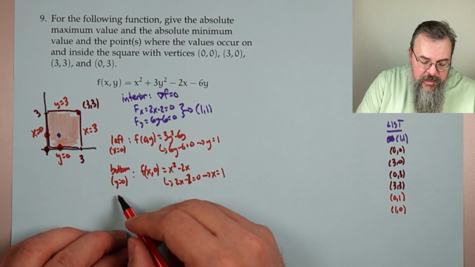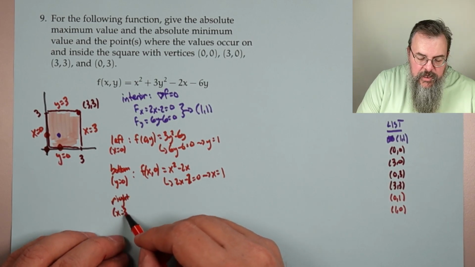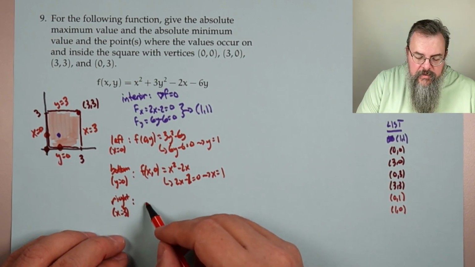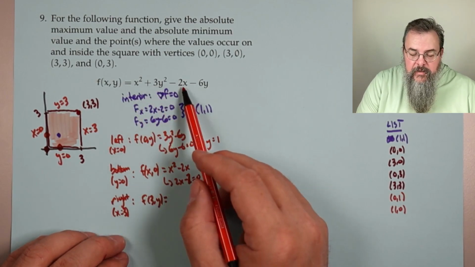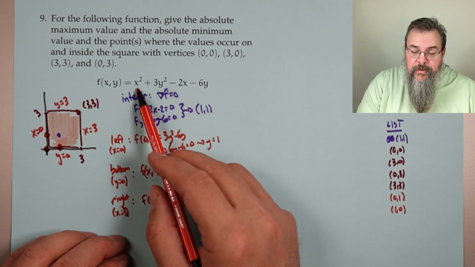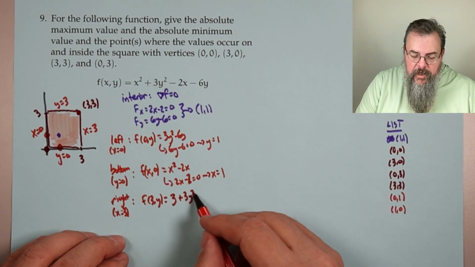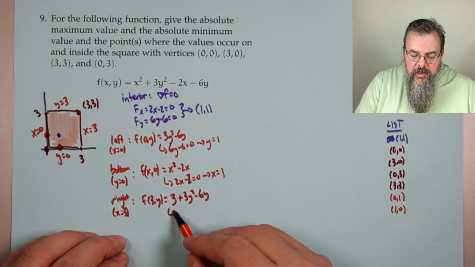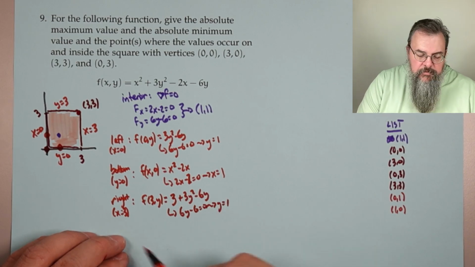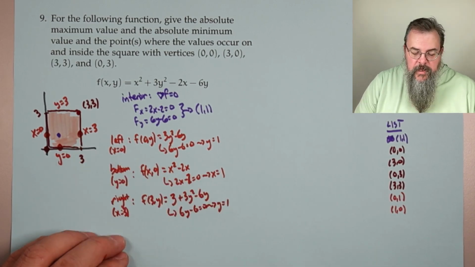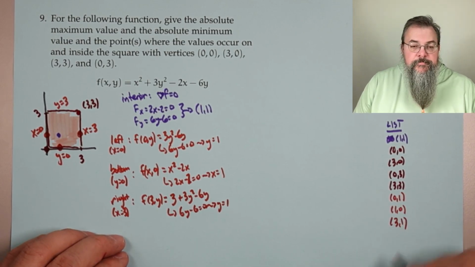Okay, how about the right side? That's the side x equals 3. Well, so that's f of 3 comma y. That's 9 minus 6, right, 3 squared minus 2 times 3. That's 3 plus 3y squared minus 6y. Take a derivative, 6y minus 6 equals 0. y equals 1. That's right there. So that gives the point 3 comma 1.